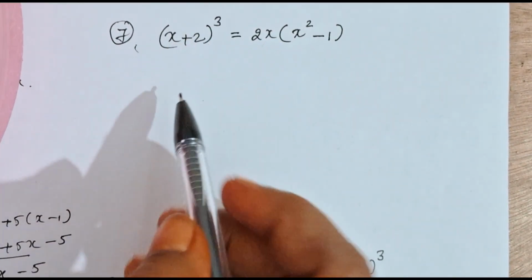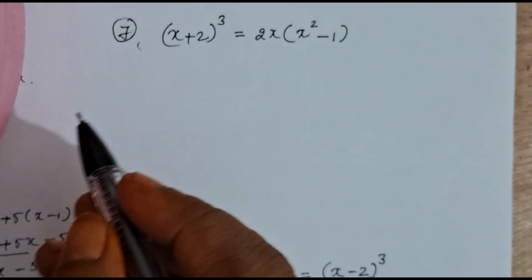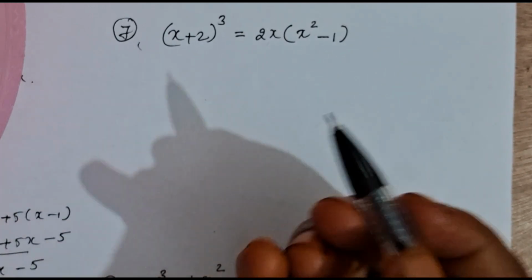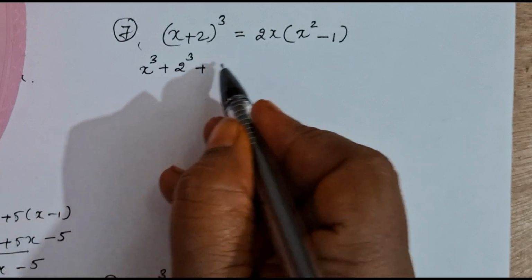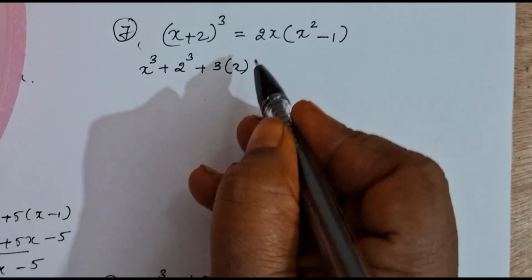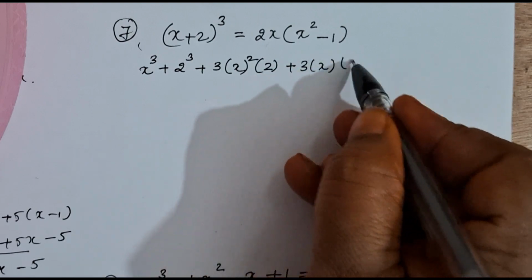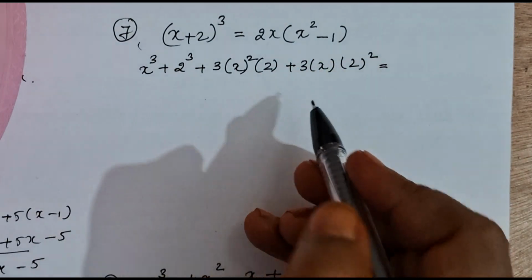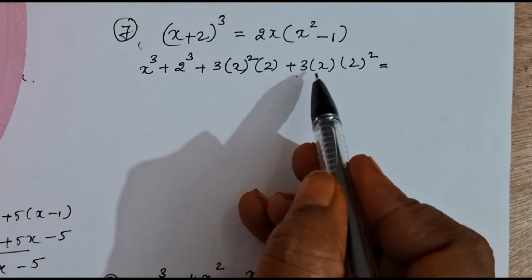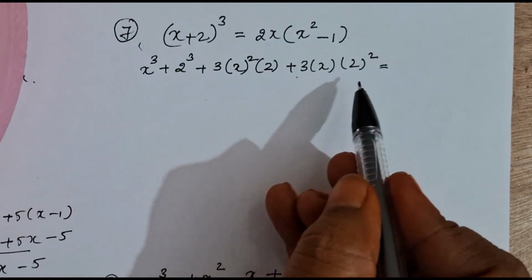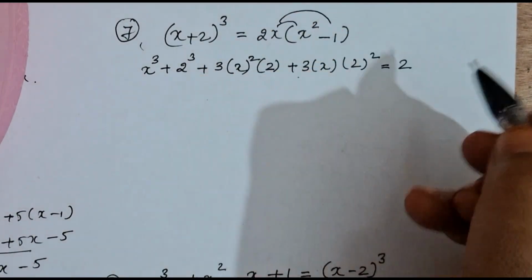(x plus 2) whole cube is equal to 2x into (x square minus 1). So we have learnt in 9th standard how to expand (x plus 2) whole cube using the identity (a plus b) whole cube. So this becomes x cube plus 2 cube plus 3 into x square into 2 plus 3 into x into 2 square, where we will be writing this in the form of a cube plus b cube plus 3a square b plus 3ab square. So which is equal to 2x cube minus 2x.